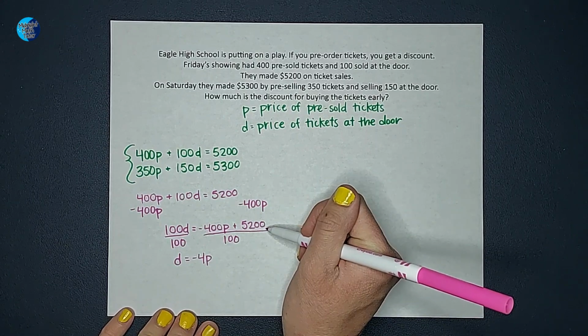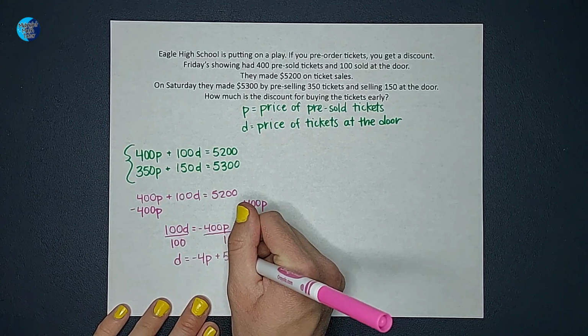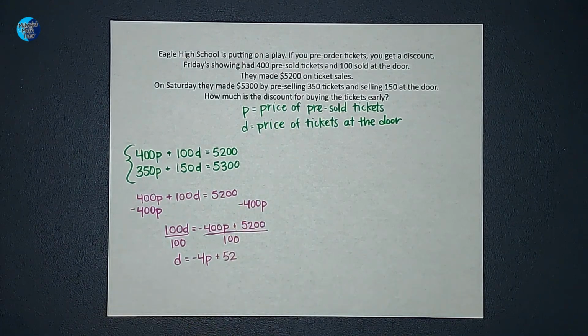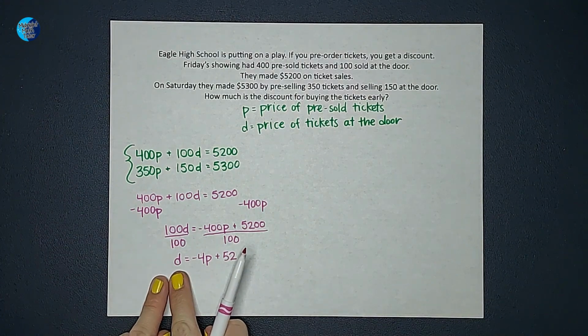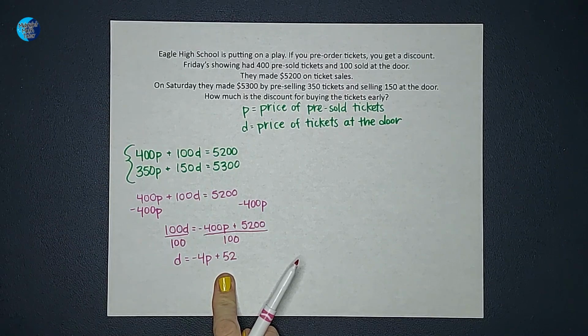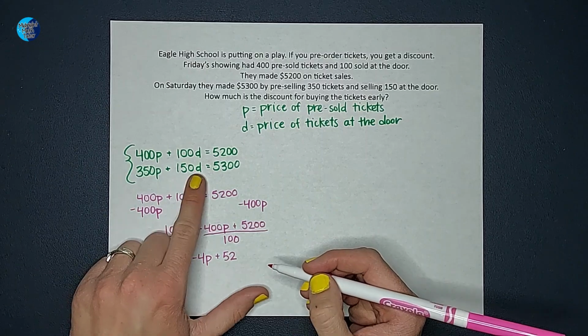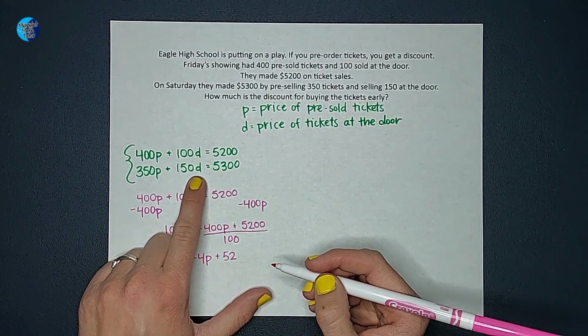And then 5,200 divided by 100 is going to give me 52. Ooh, that's simplified down nicely. All right, now what do? Well, now I have what D equals in terms of P, is what we call that. So now I can take this D and plug it into my other equation.